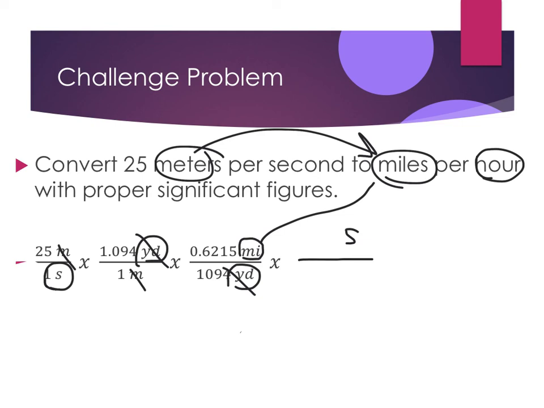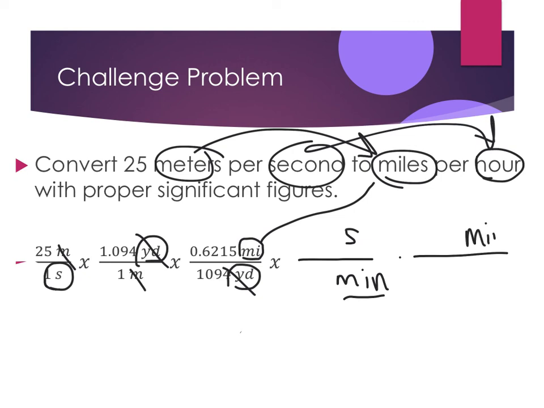Now I've got to try to figure out how to get from seconds to hours. So I know I want something larger than a second, so let's use minutes. But I don't want minutes, so I'm going to get rid of minutes, which is in the denominator, so I'll put it in the numerator, and then put hours in the denominator. Now I can go back and fill in 60 seconds in 1 minute and 60 minutes in 1 hour.